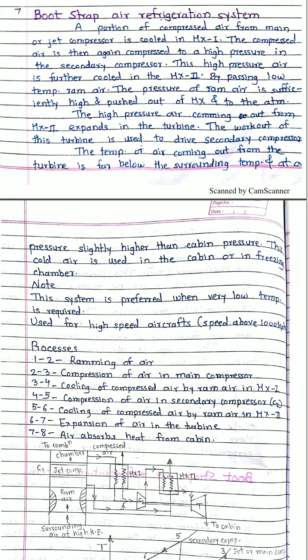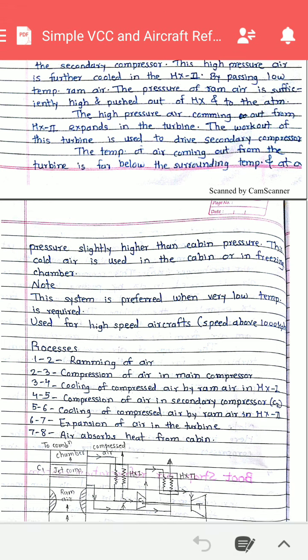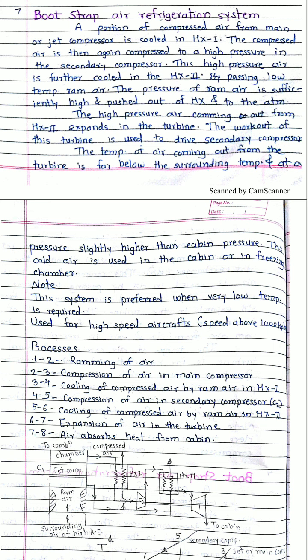Due to which the temperature of the compressed air decreases, and again that air passes to the turbine. Here in the turbine expansion takes place, so the pressure and temperature of the air are reduced, and that low pressure, low temperature air passes to the aircraft cabin.